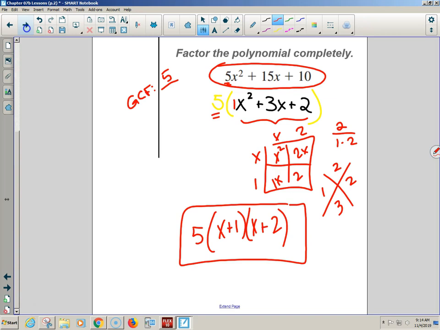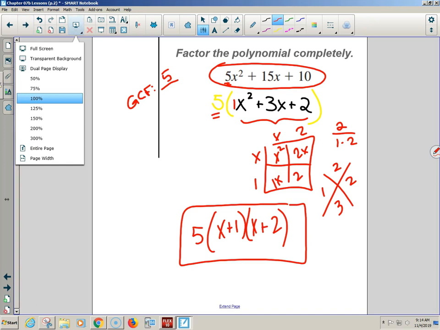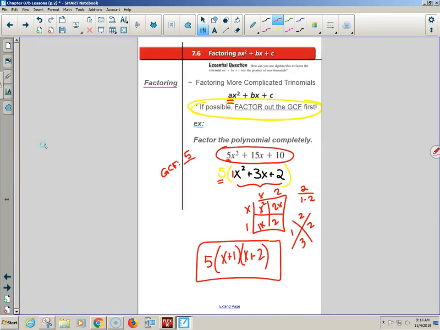Sometimes. But once again, this 5 only was able to come out because it was the greatest common factor. Okay, so at the very beginning of section 7.6, if there's a GCF, factor that out first, because maybe it will take away whatever struggle, whatever problem that A is causing.